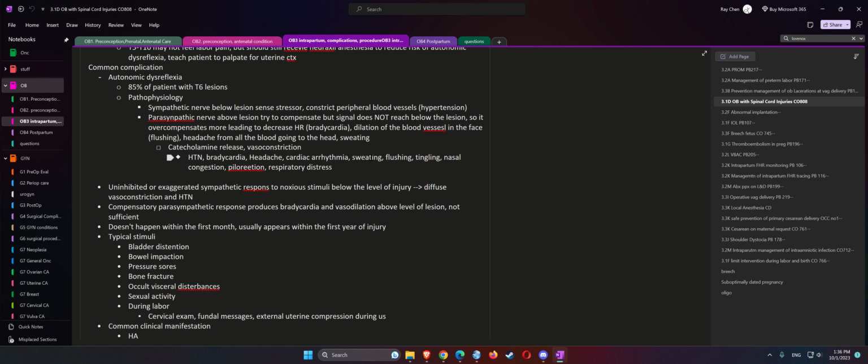Alternatively, an imaging method that has a very high sensitivity in picking up urinary tract injury would be a cystoscopy with an intravenous pyelogram, but the patient needs to go back to the operating room for that.